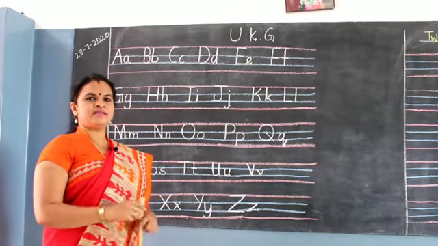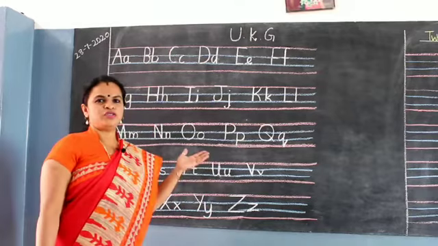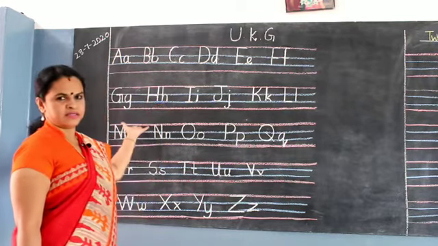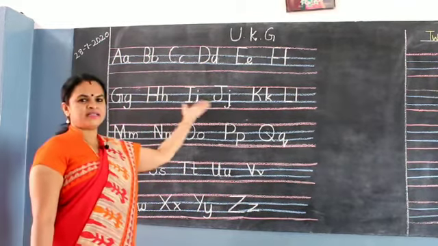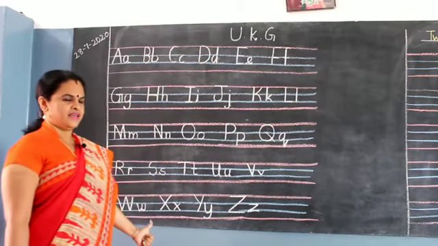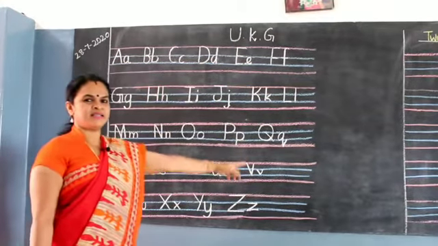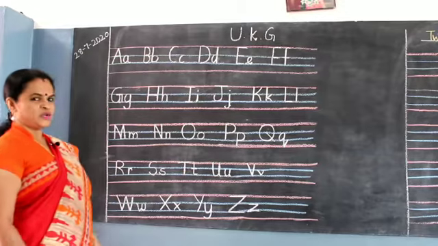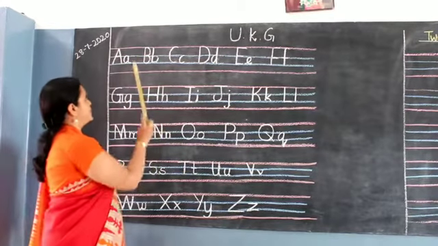Good morning, children. Today we are going to do the recap of alphabet. Can you tell me how many letters are there in alphabet? Yes, 26 letters are there in alphabet. Quickly, we'll do the recap of this.